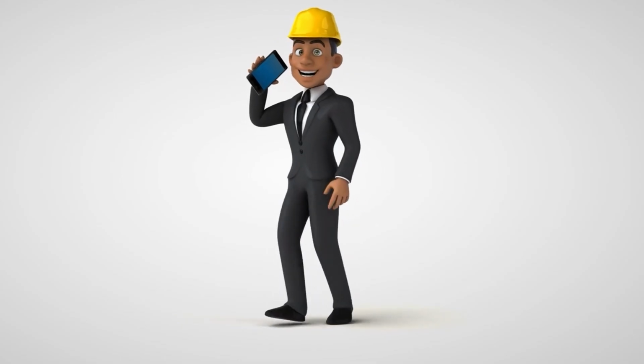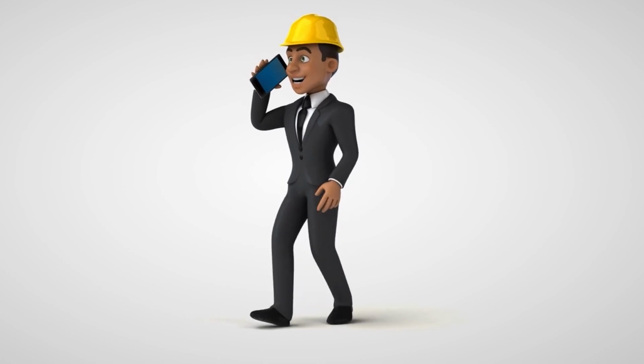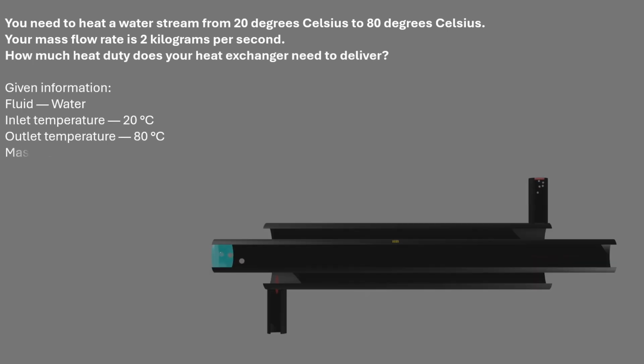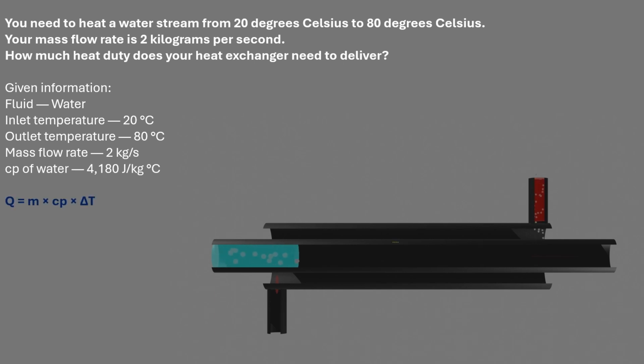Imagine you are a process engineer. You need to heat a water stream from 20 degrees Celsius to 80 degrees Celsius. Your mass flow rate is 2 kilograms per second. How much heat duty does your heat exchanger need to deliver?